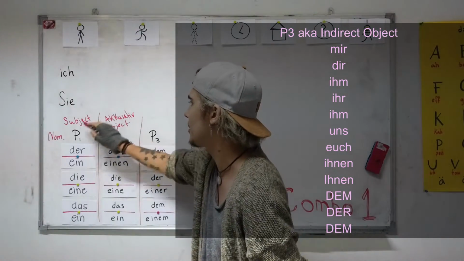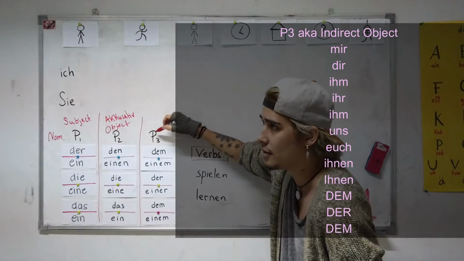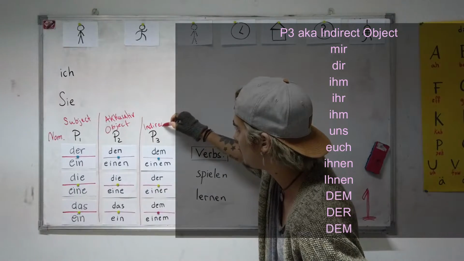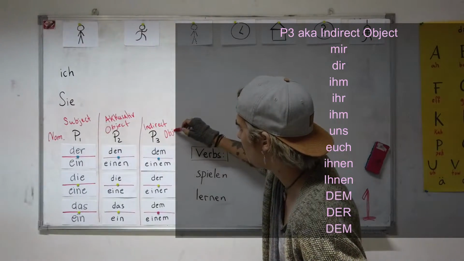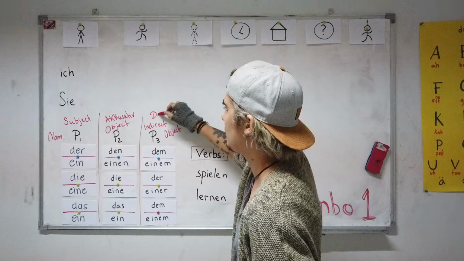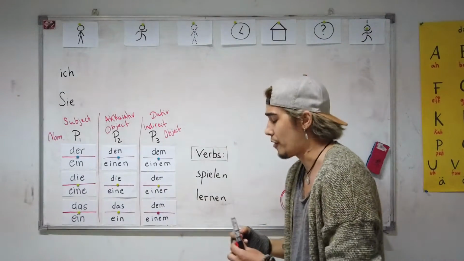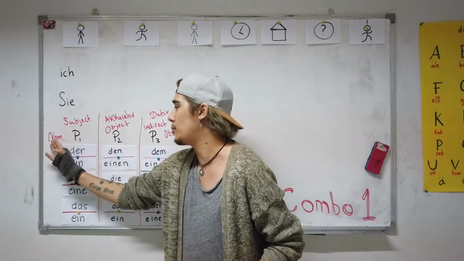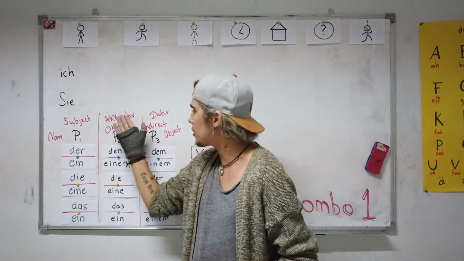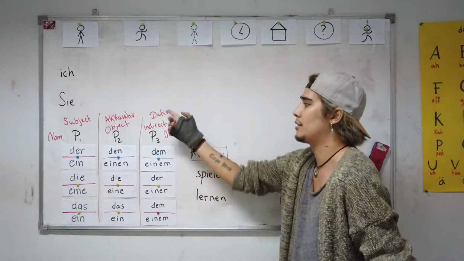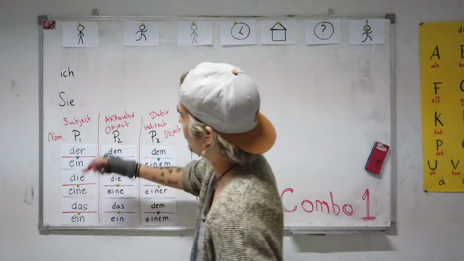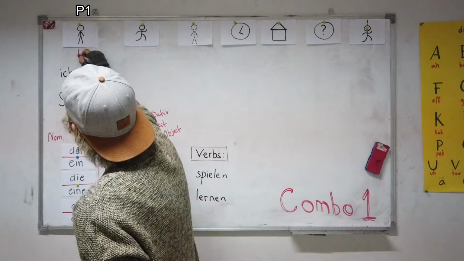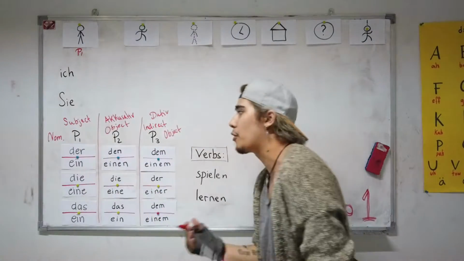Okay, so I mixed it up a bit. And here, P3 is the indirect object. And the case for this is dative. Alright, so very important to know, it's P1, subject, nominative. P2 is object, accusative. P3 is the indirect object, dative. Okay? So keep note. P1 is this guy here. That's the player one has logged in.